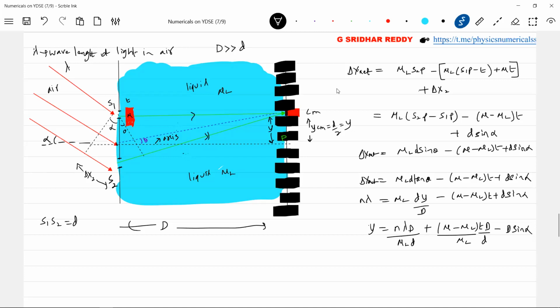Okay, so we are searching for the position of maxima. Let it be y max. I want the central maxima, which should be exactly at the center, opposite to slit S1. So what shall I write for y? Y should be equal to small d by 2, and n should be made 0. Then we'll solve for it.